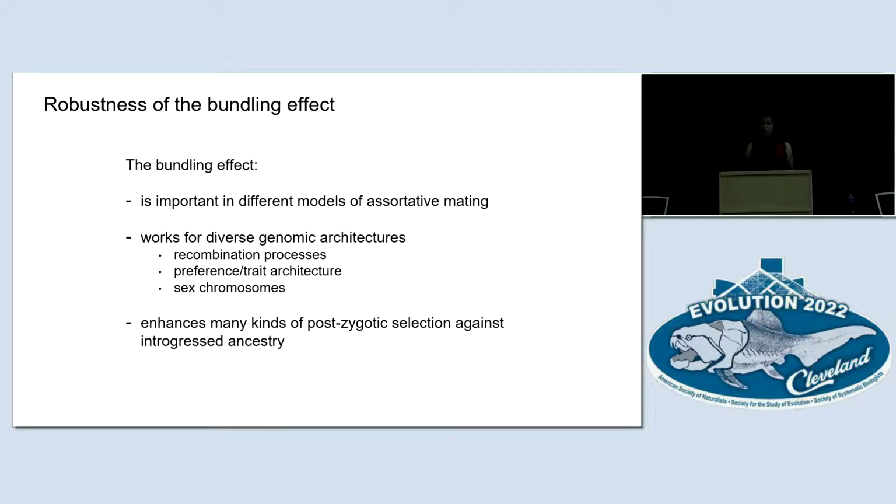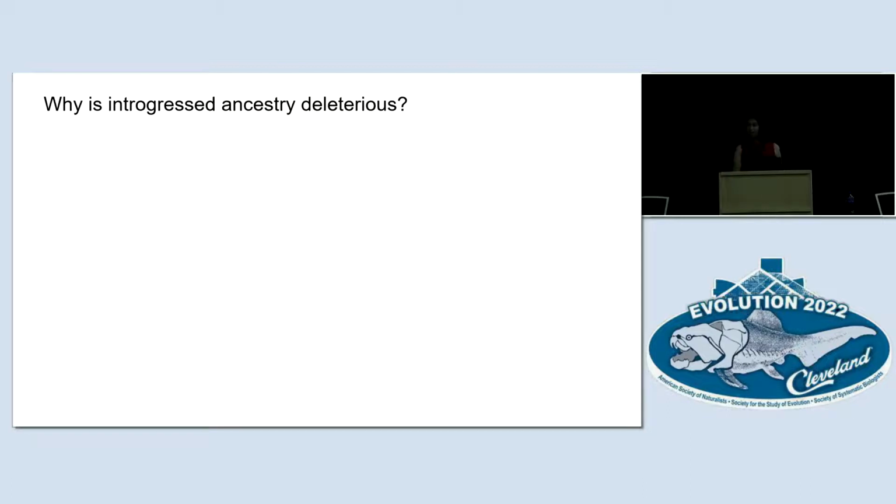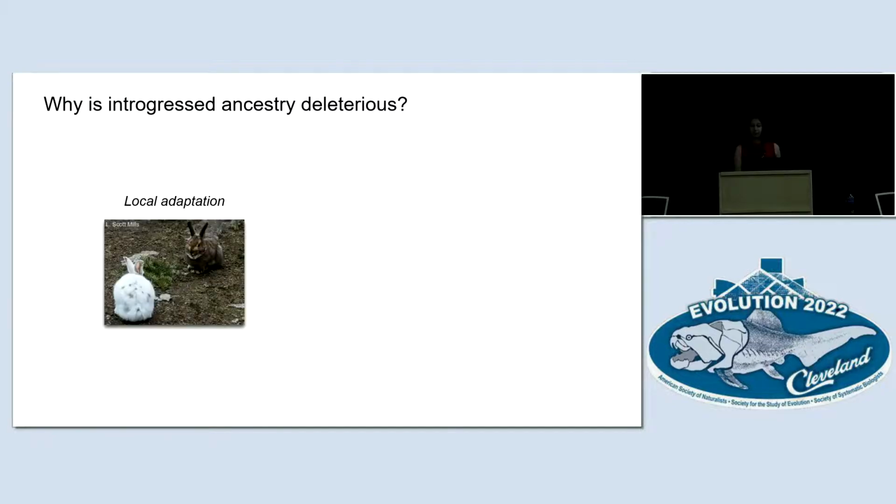Finally, we wanted to investigate how robust the bundling effect was to different types of post-zygotic selection against introgressed ancestry. And we found that the bundling effect operates almost regardless of what the precise reason for selection against introgressed ancestry is. So far, I've been pretty agnostic about why introgressed ancestry is deleterious, but there are lots of specific reasons why that might be the case.